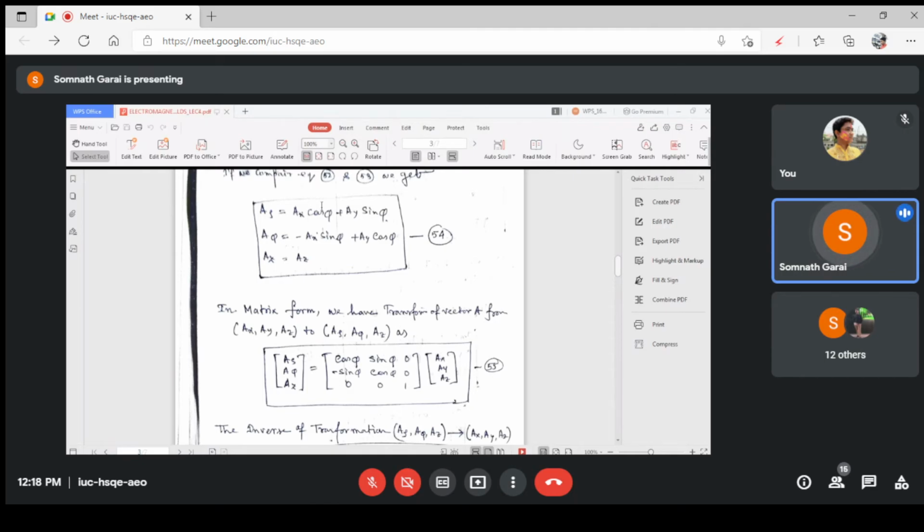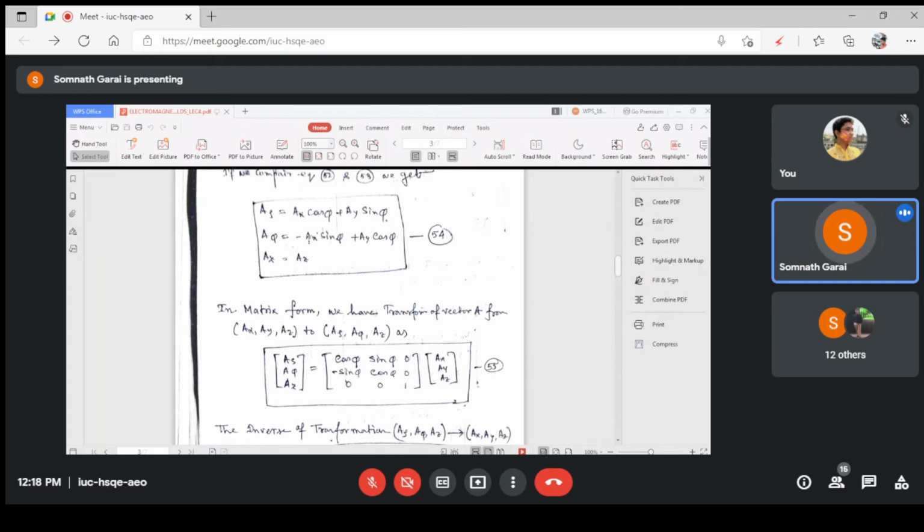So the coefficient of ax is equal to cos phi, the coefficient of ay is equal to sin phi, and the coefficient of az is equal to 0. That's why in the matrix the first row is cos phi, sin phi, 0, right?